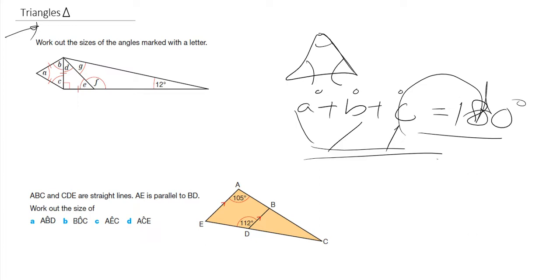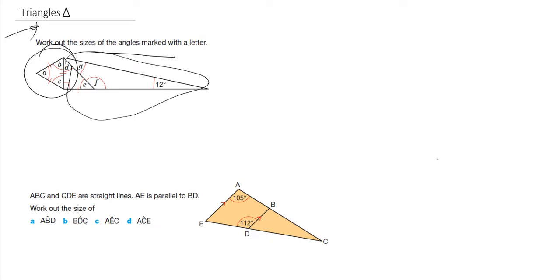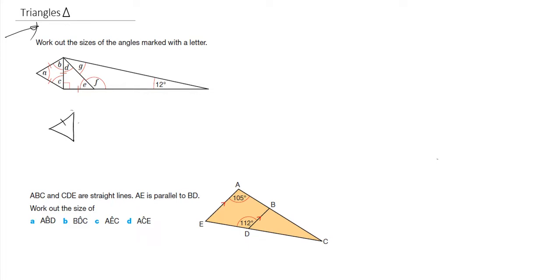So you have to work out the sizes of angles marked with a letter. You have to find all those angles. First of all, we look at the left side of the figure, and you can see that this is an equilateral triangle because they have mentioned that the three sides are equal to each other. When the sides are the same, the angles must also be the same.